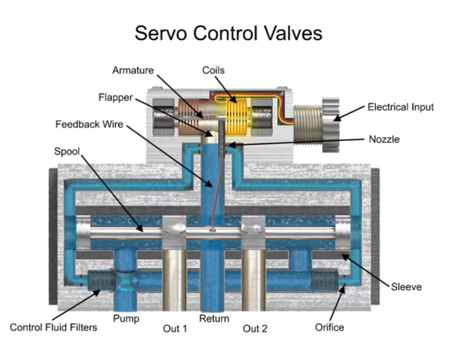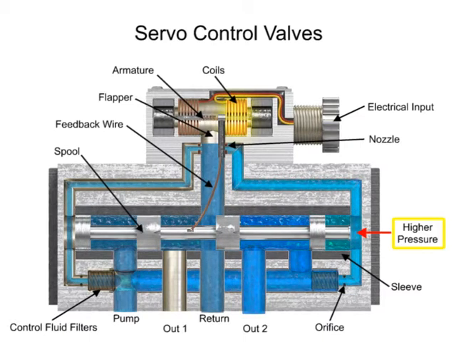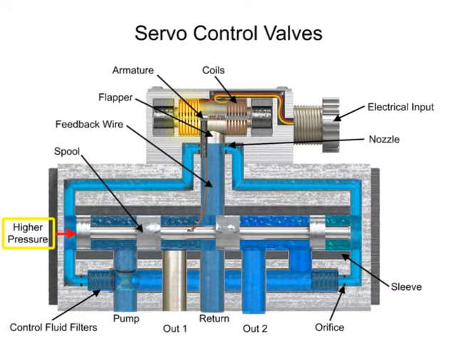This allows pressure to increase at one end of the spool and decrease at the other. The spool then starts to move away from the higher pressure. If the armature turns clockwise, pressure builds on the left end of the spool and it moves to the right.